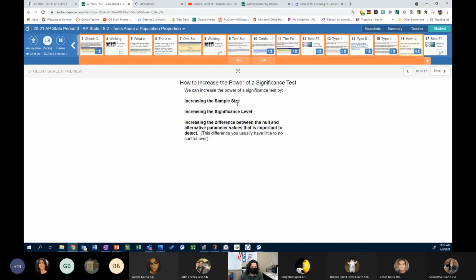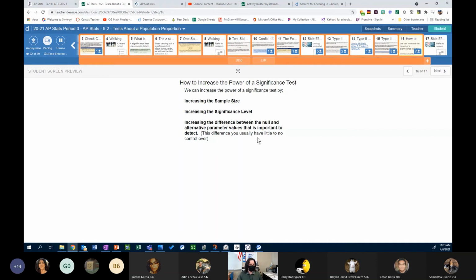So we can increase the power of a significance test by increasing the sample size, right? The larger sample size gives us more accuracy, and increasing the significance level. Right, so if we have a higher significance level, it gives us kind of a bigger target. We can also increase the difference between the null and alternative parameter values that is important to detect.